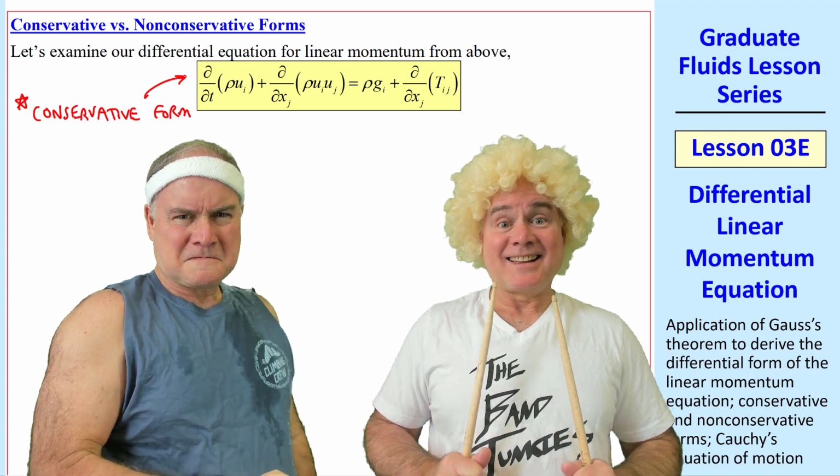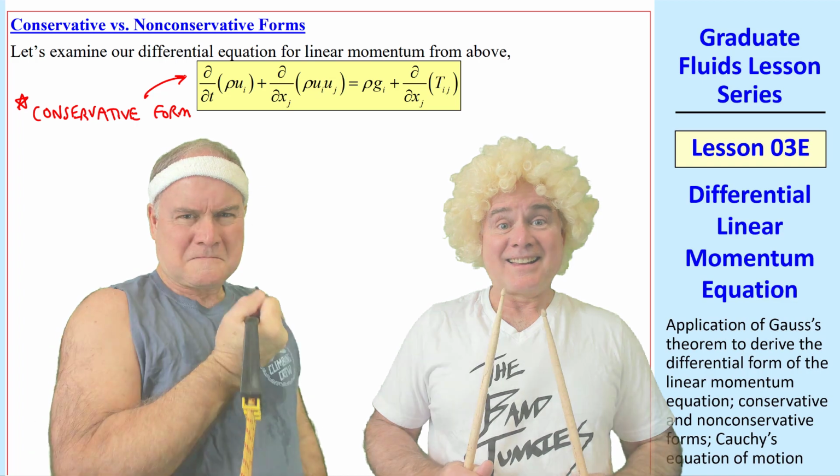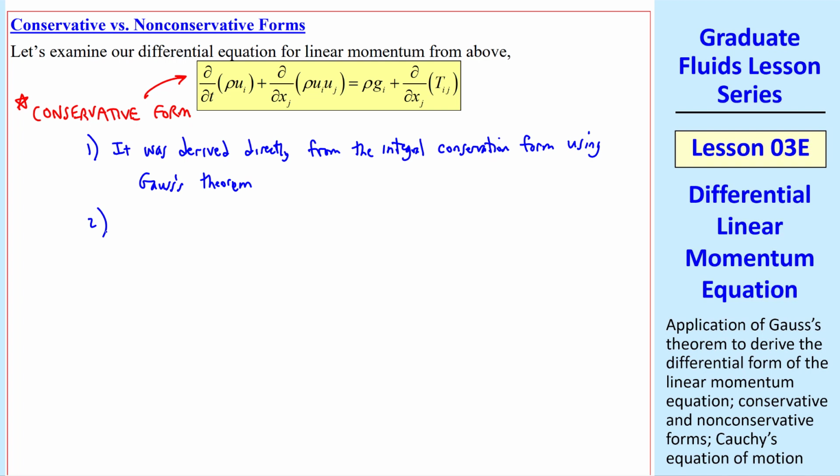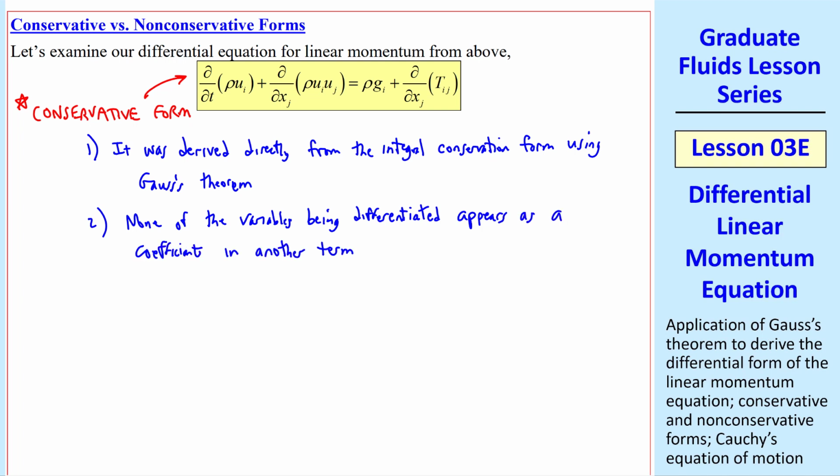This equation is what we call a conservative form. There are two reasons we can say this. First, it was derived directly from the integral conservation form using Gauss's theorem. And second, which is easier to spot, none of the variables being differentiated appears as a coefficient in another term. For example, we're differentiating rho. Rho doesn't appear as a coefficient out here in any of these terms where there's derivatives.